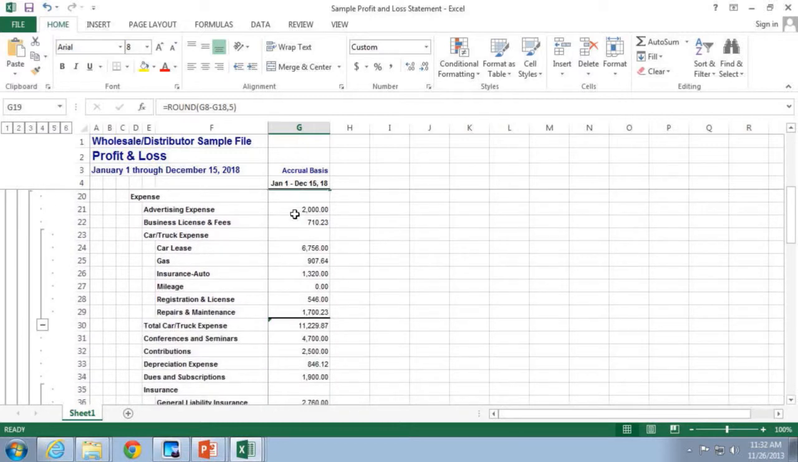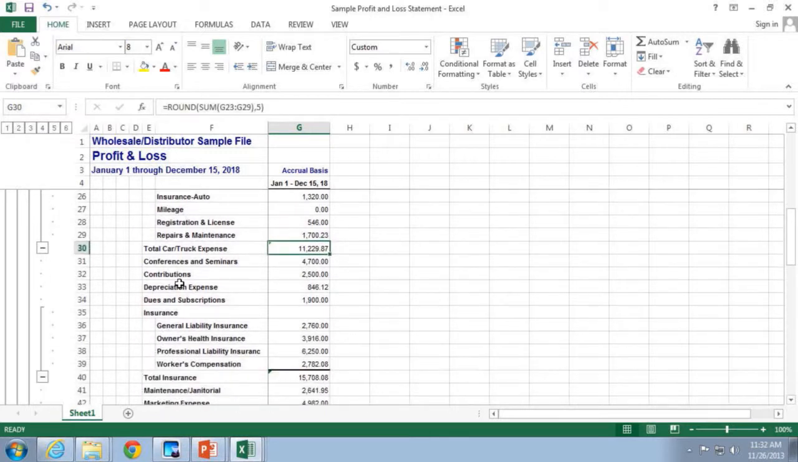From there, you take out your overall expenses. So you have a mixture. You have your advertising, you have your businesses and licenses, you have your cars and truck expenses. Here's your depreciation, the one that showed up on your balance sheet. So this was taken in this particular year.